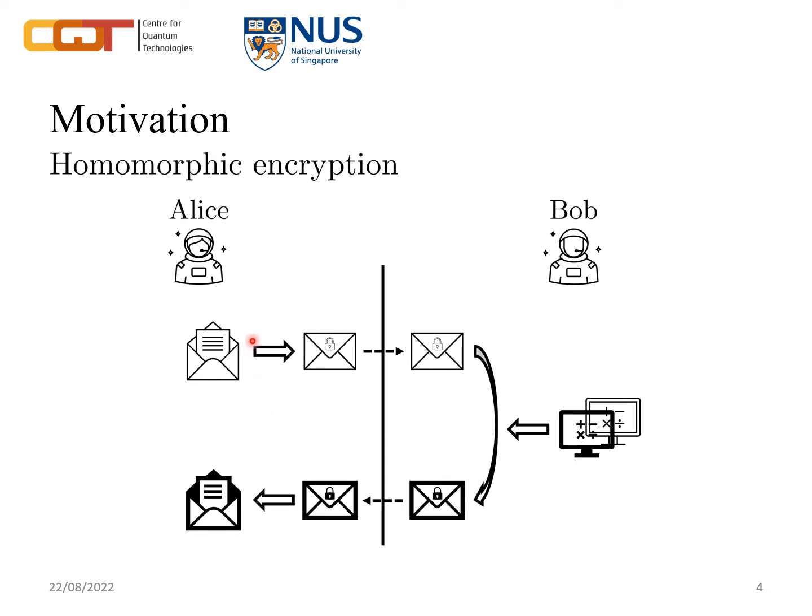Homomorphic encryption is a secure two-party computation protocol, which allows the server to compute on encrypted data of a client without first decrypting it. This figure illustrates the scheme of a homomorphic encryption protocol. Alice, the client, encrypts her data and sends it to Bob, the server. Bob computes a function directly on the encrypted data and then sends it back to Alice. And Alice then decrypts the encrypted data and directly obtains the output of the function.